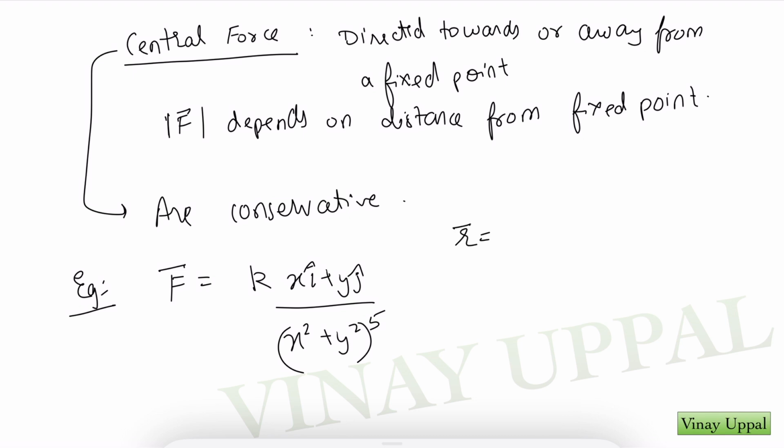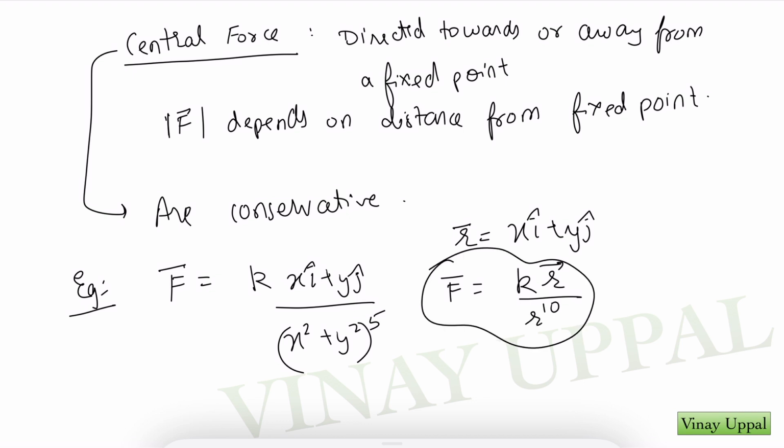So can you see that r vector is x i cap plus y j cap, the position vector from the origin, and therefore the force can be reduced to k r vector in the numerator, and in the denominator x square plus y square is nothing but r squared. That will be r raised to 10. Now clearly this is a central force because it has dependence only on r, only on the distance, and it is directed away from the origin. It is parallel to the r vector. So this is a central force, and therefore this is conservative.